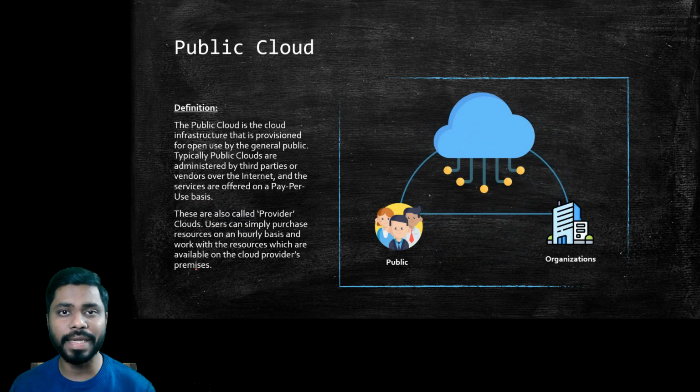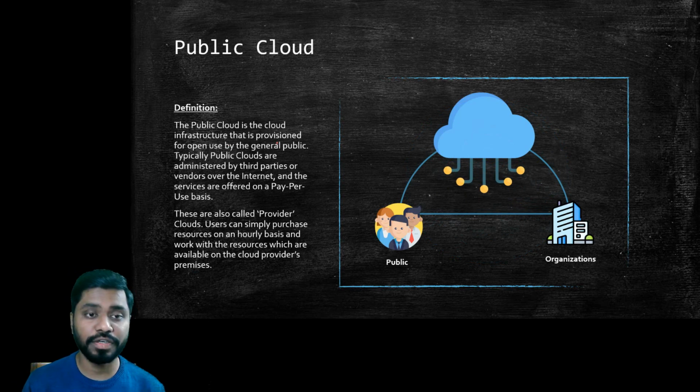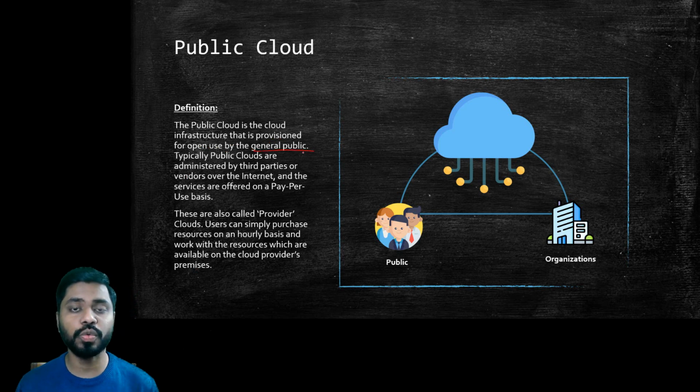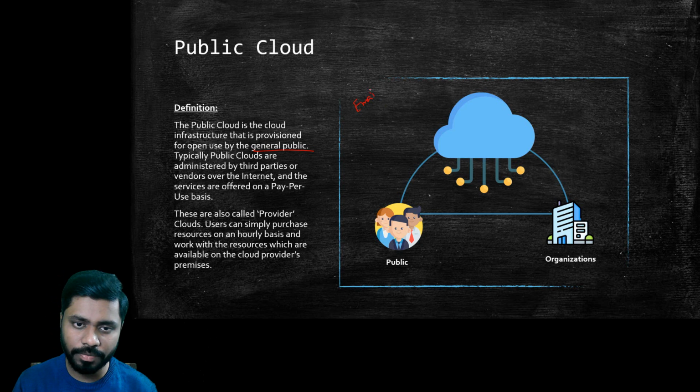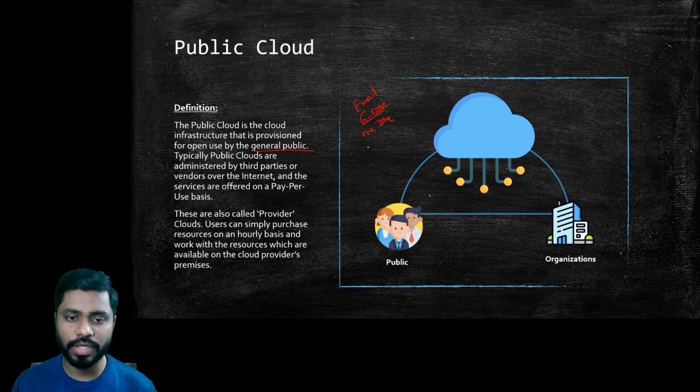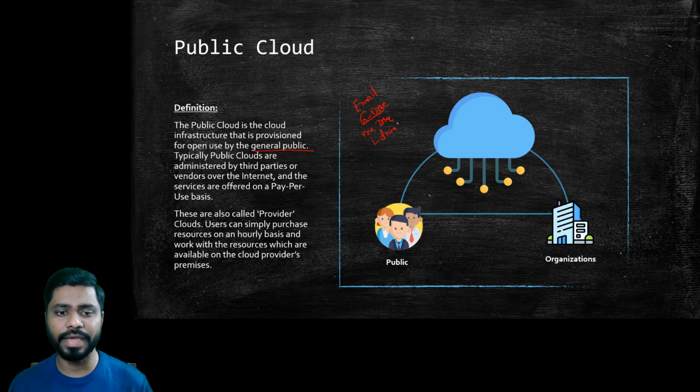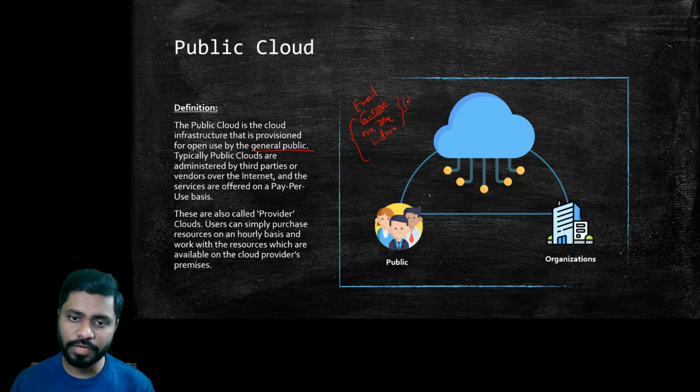Now the next one is public cloud. It's just the opposite of private cloud, where the infrastructure is provisioned for open use by the general public. You and me can use that infrastructure. A classic example of public cloud is the email service providers. Also, many of you might be using Google Drive or OneDrive. If you are using Apple devices, you will also have iDrive. So you have various cloud service providers, and the service they are providing here is that you can access storage space.